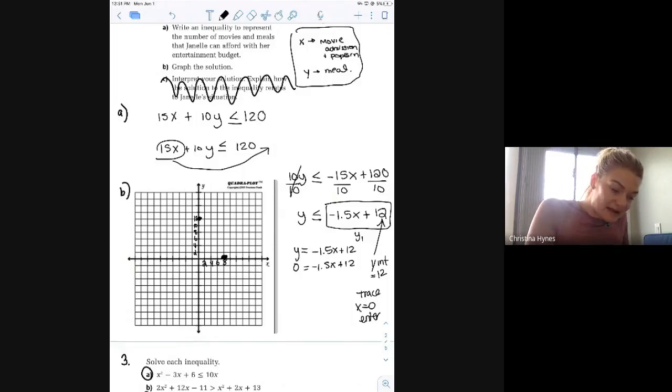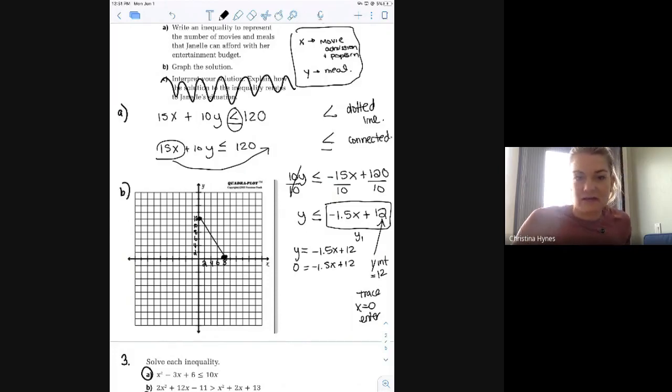Once you have that done, because it has an equal symbol, you're going to connect these 2 points, okay? If it just had this symbol, remember, you would have a dotted line. But if it has a less than or equal to symbol, then you're going to have a connected line as if you were normally graphing a linear equation, okay?